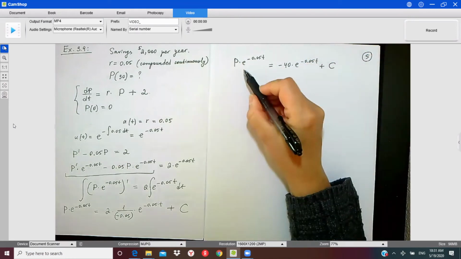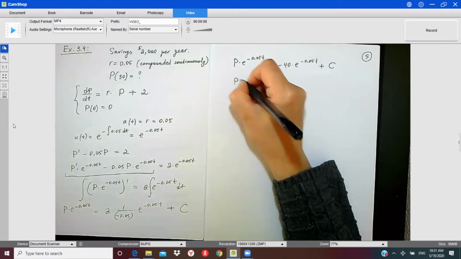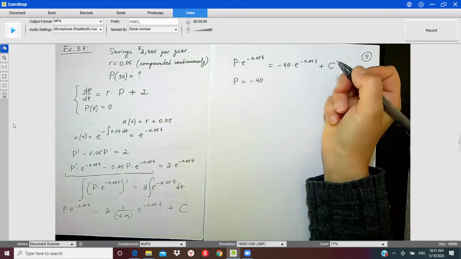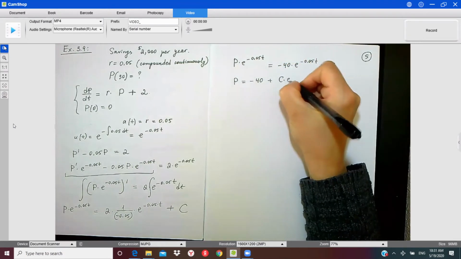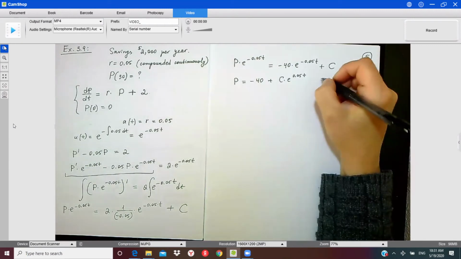And multiply both sides by e to the positive 0.05t. So we get p equals minus 40, and here we have plus c times e to the 0.05t. So this is the general solution.